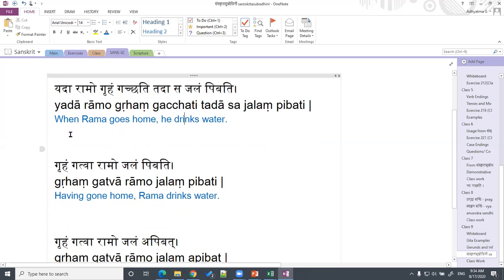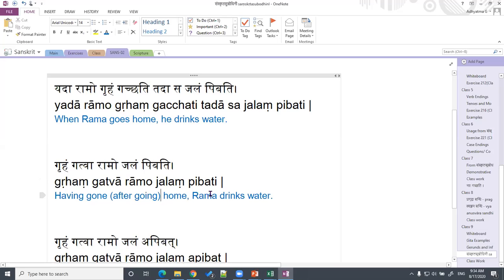Instead of using this kind of sentence, which is pretty lengthy, I can use a gerund form, twa pratyaya, and I could say it like this. Gruham gatva Ramo jalam pibati. Having gone home, Rama drinks water. So I can either make it like having gone home, or I can say after going home. Essentially it will mean roughly the same thing. After going home, Rama drinks water.